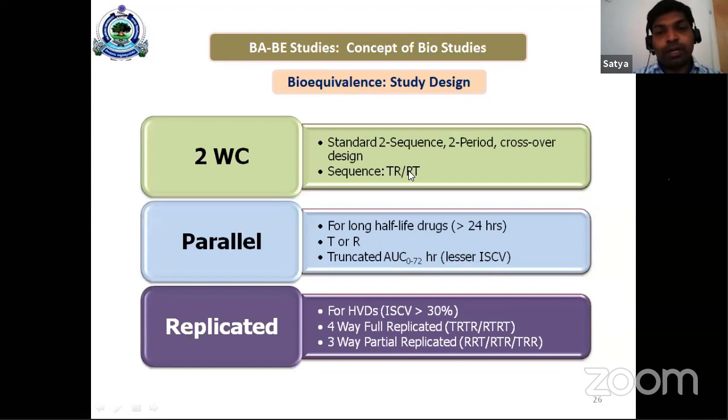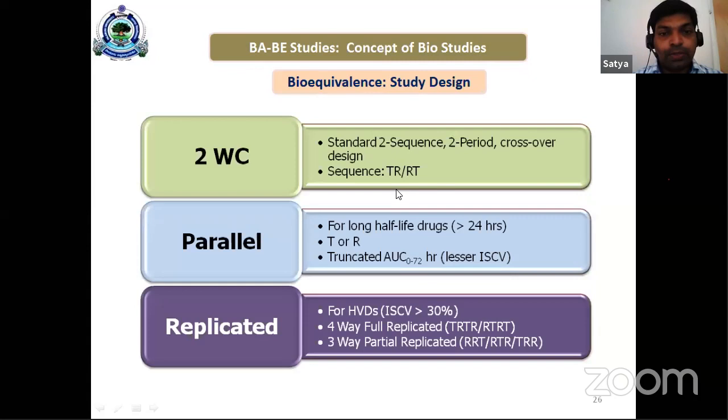And after a washout period of 7 days or 14 days, the same subjects will receive the other treatment in the second period. Those who received test in the first period will receive reference. So this is the way of crossover, mainly to avoid intra-subject variability. This is typically followed for most of the molecules.